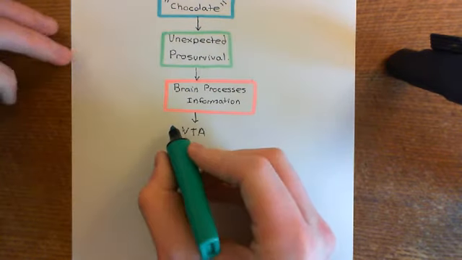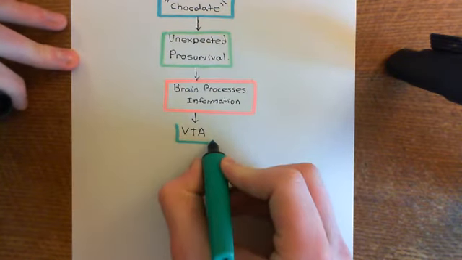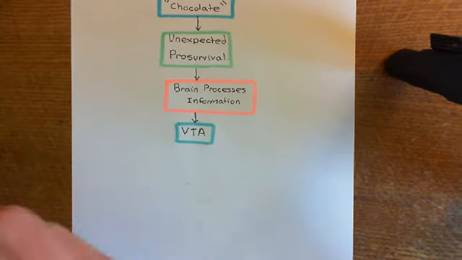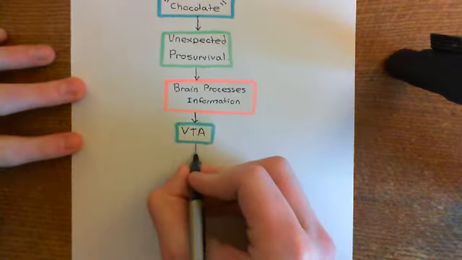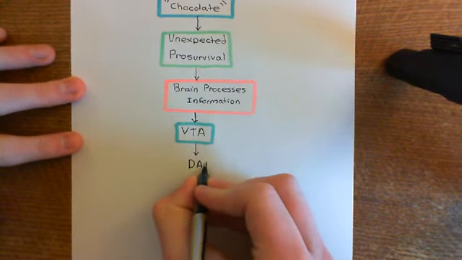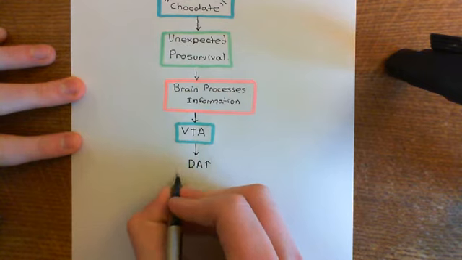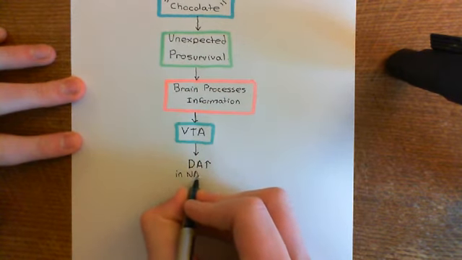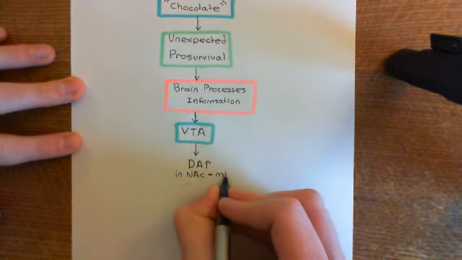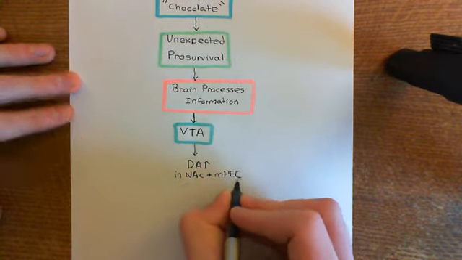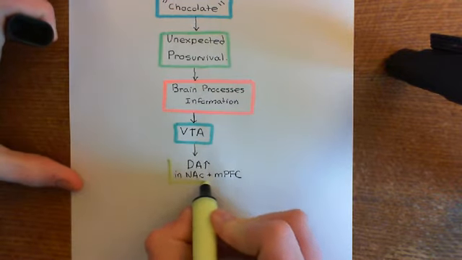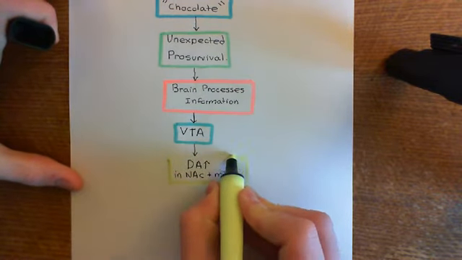Right. So the brain is then going to activate the ventral tegmental area in the midbrain, and now the ventral tegmental area is going to release more dopamine. So dopamine release is going to go up, specifically in the nucleus accumbens, which I'll abbreviate as NAC, like so, and also the medial prefrontal cortex. So I'll highlight this one in yellow. So dopamine's going up in these two places.